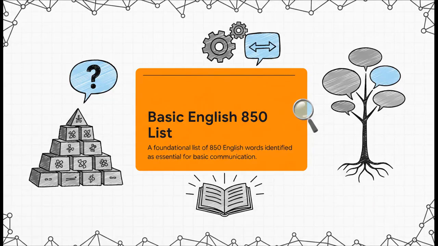Okay, so the BE 850, think of it like a starter pack for the English language. Back in the 1930s, a group of linguists put together this list of just 850 words they thought were absolutely essential for basic communication. The idea was to create a simplified version of English that anyone could learn, a tool for international understanding. We're talking about the absolute bedrock of the language.